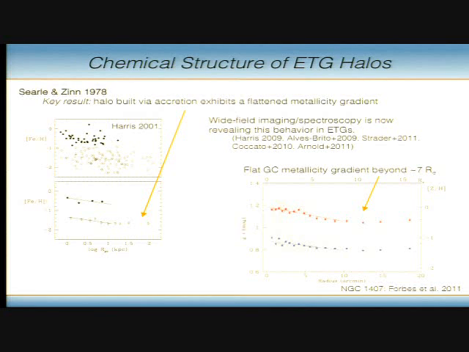And we're just getting to the point now where we can start to observe this in early type galaxies using their globular cluster systems. And we are seeing flat gradients. I would say this is more suggestive than definitive, but it is suggestive of this overall picture.